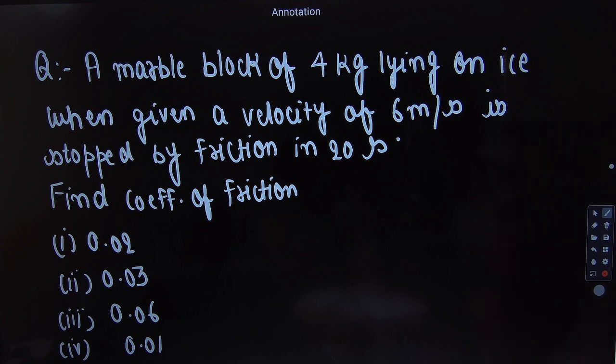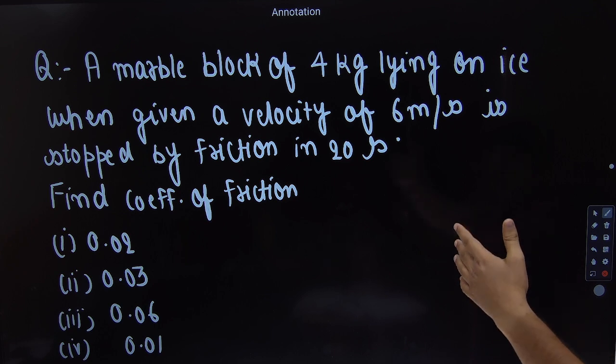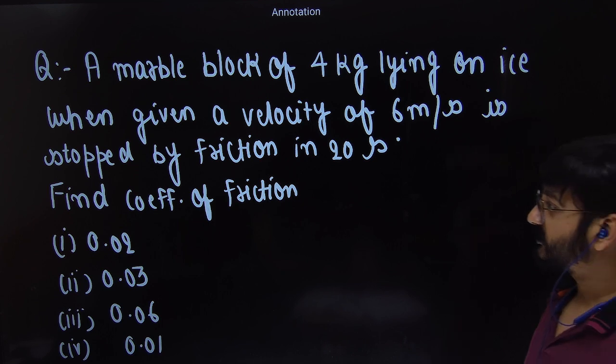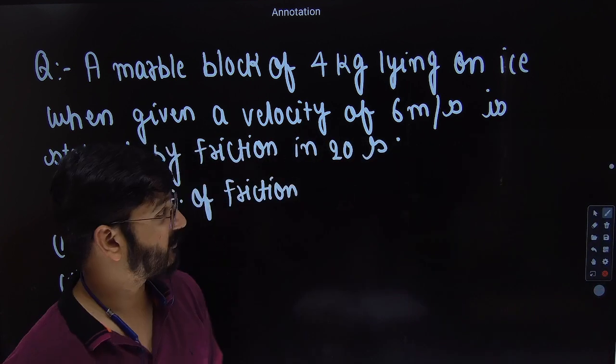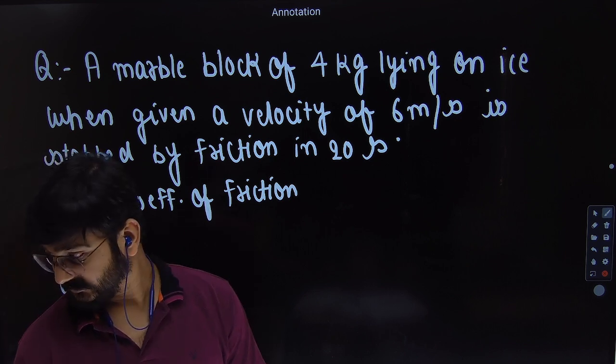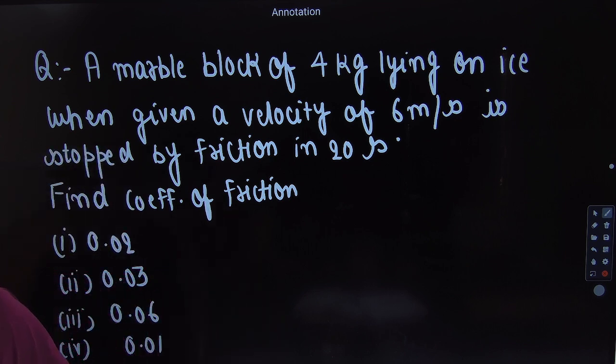Okay, let's check. A marble block of mass 4 kg is lying on ice. When given a velocity, it is stopped by friction in 20 seconds. So we have time, we have velocity. So what is the first thing we need to find out here?